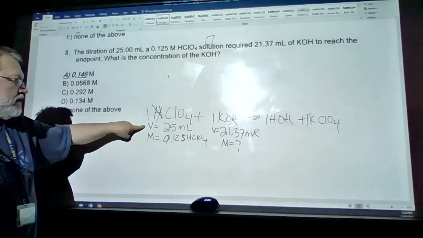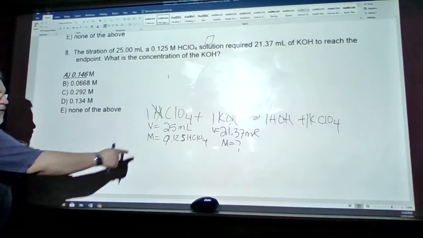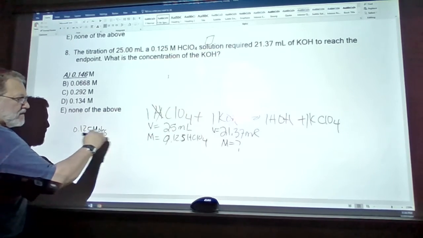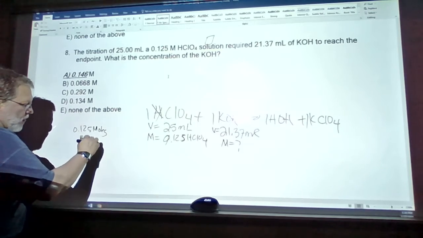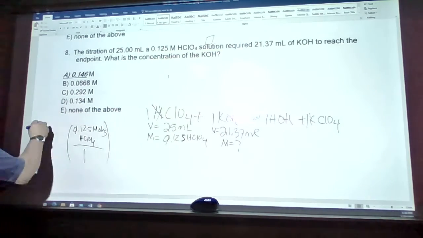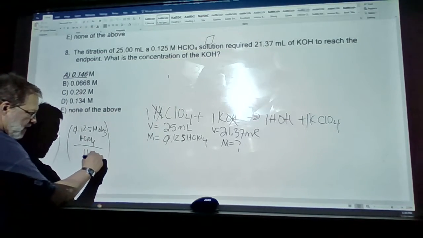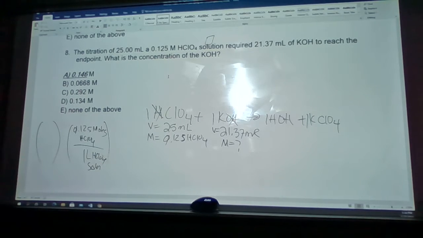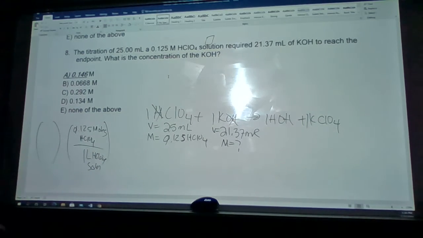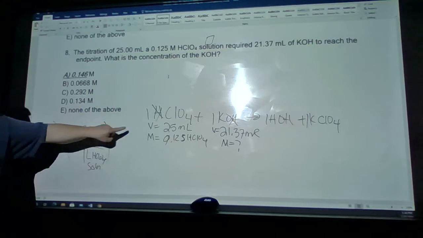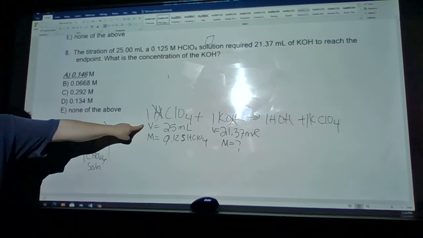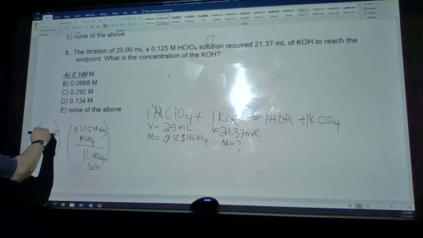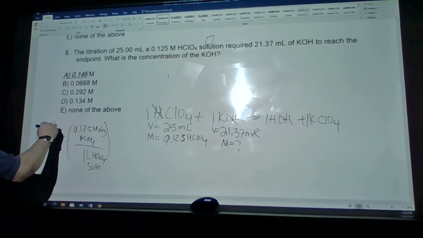We have a volume and a molarity. Molarity is 0.125 moles HClO4 per 1 liter HClO4 solution. That's what the 0.125 molar HClO4 says. Well, do we have 1 liter of it? No, we only have 25 ml. So if we convert that to liters, 0.0250 liters HClO4 solution.